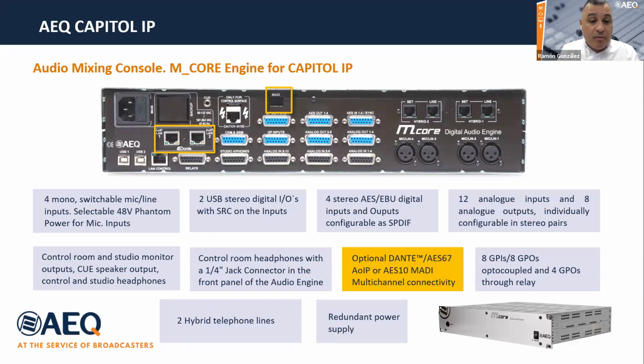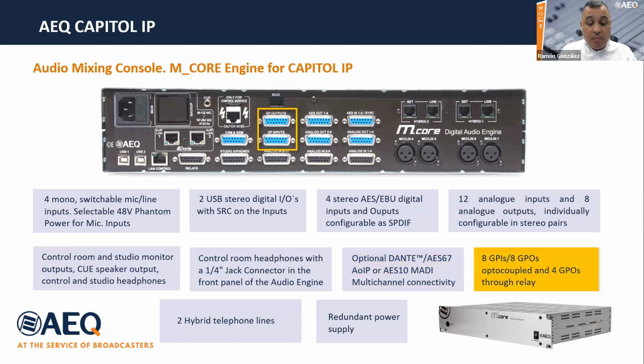These are two options that we can provide with the MCore, with the engine. The first one is called Dante, for audio over IP networks. As you can see, we can provide two RJ45 Ethernet standard ports for Dante. We can provide two in order to fit a redundant networking topology. And at the same time, we have the option as well of MADI. But you have to choose if you need Dante or MADI because both of them are not compatible at the same time in the engine.